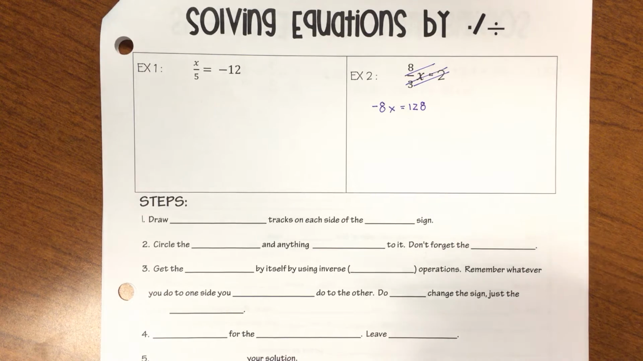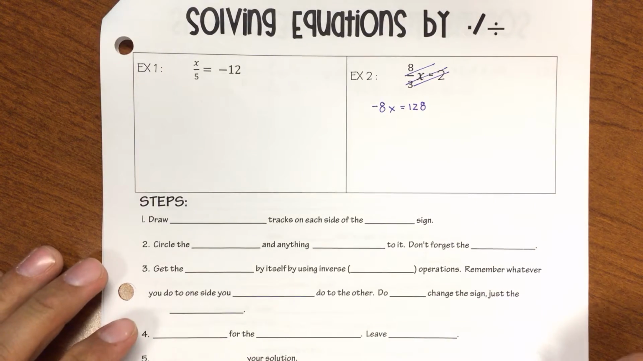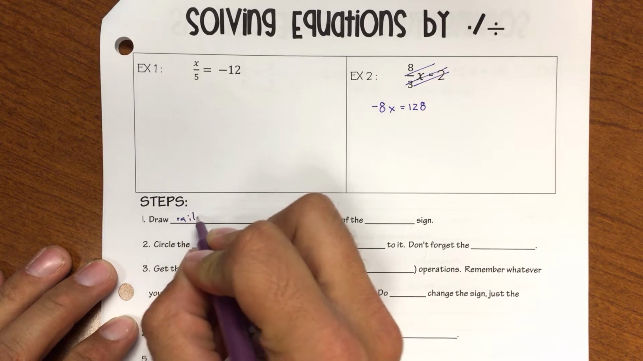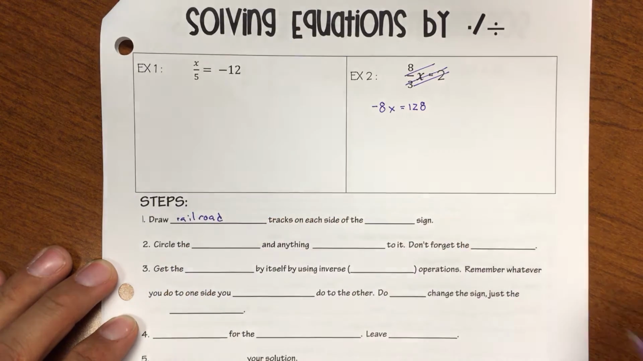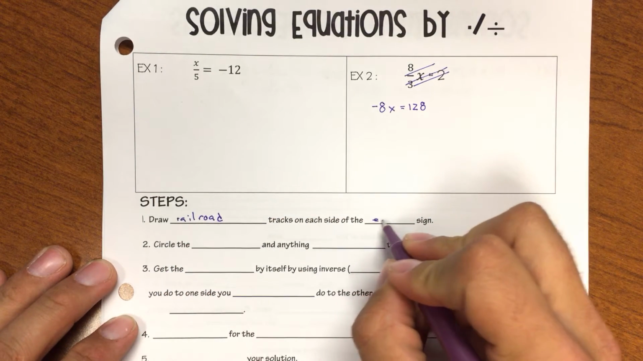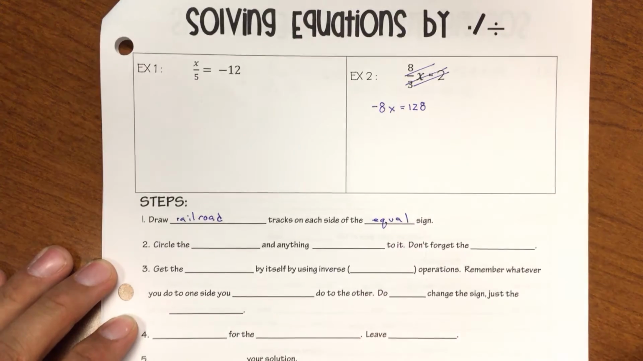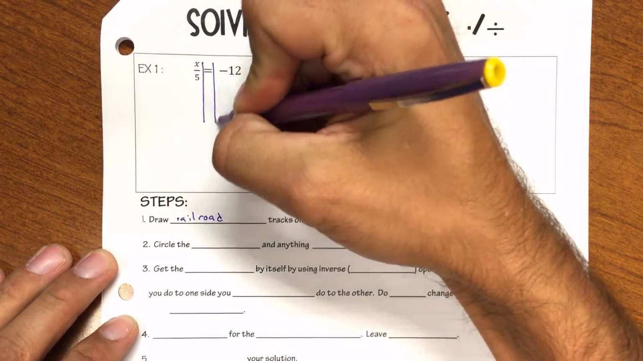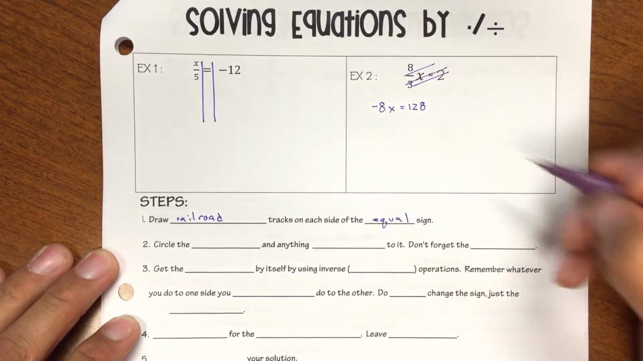So step 1, just like the last video, we're going to draw railroad tracks on each side of the equal sign. So we're going to draw our railroad tracks on each side of the equal sign. Now what that looks like, railroad tracks, I guess.